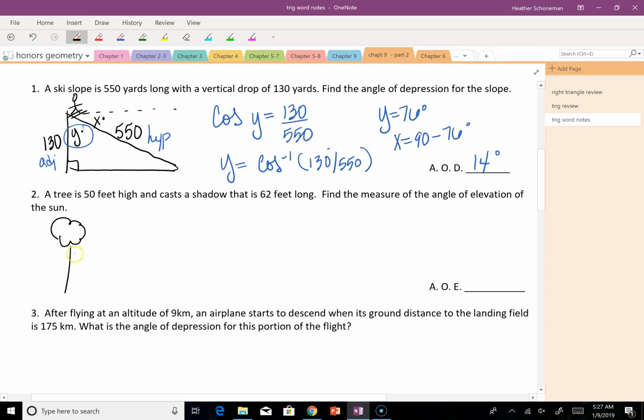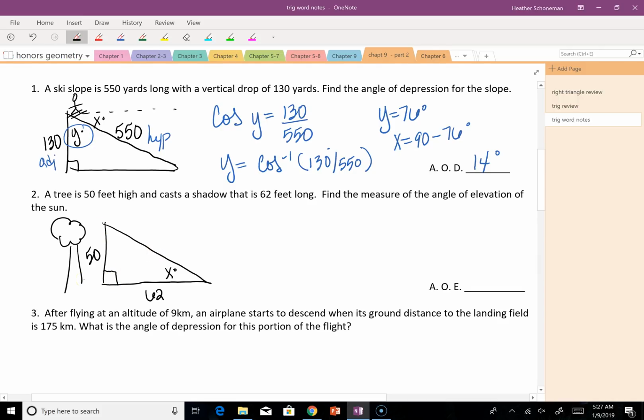So here's the tree. This is 50 and cast a shadow that's 62 feet long. We need to find the angle of elevation of the sun. Well, the angle of elevation is right here. Now, why did I put 62 on the ground? Well, if you're outside and you're looking at your shadow, it appears on the ground. It's not up here at an angle. Okay?